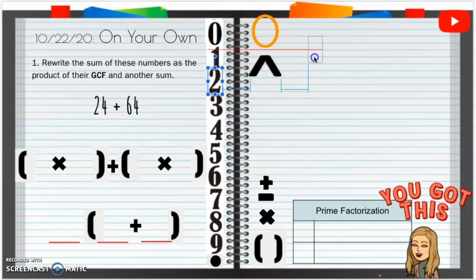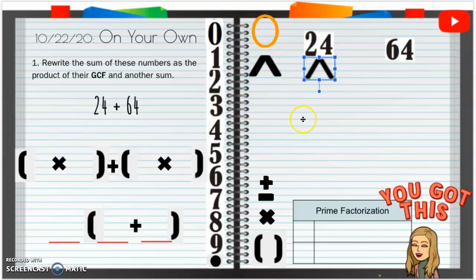So if I have 24, and then 64. Okay, so 24, what times what equals 24? Well, let's see. I know 6 times 4 is 24. So we're going to do 6 times 4. You can also do 12 times 2 or 2 times 12. I'm going to do 6 times 4 because that's probably one that we can come up with in our heads quicker.